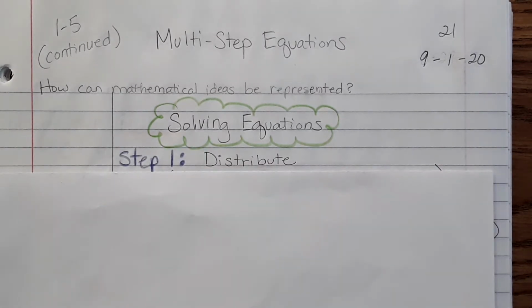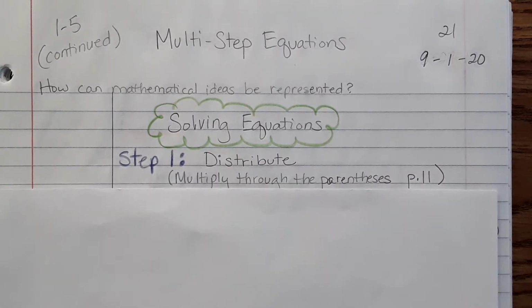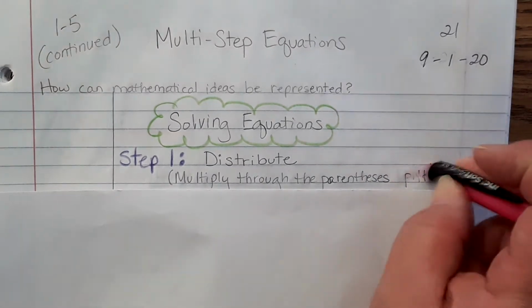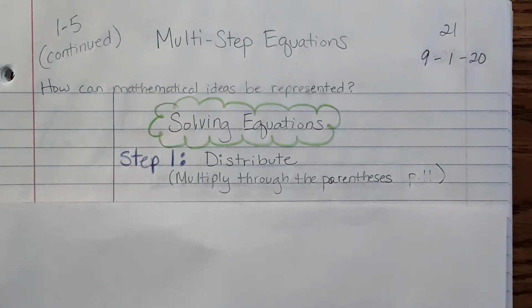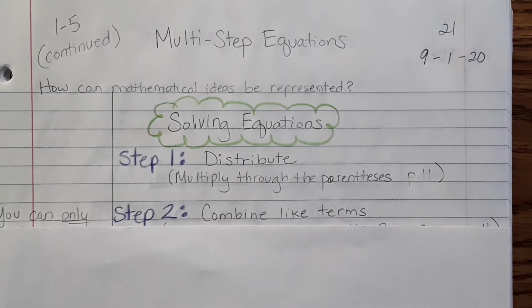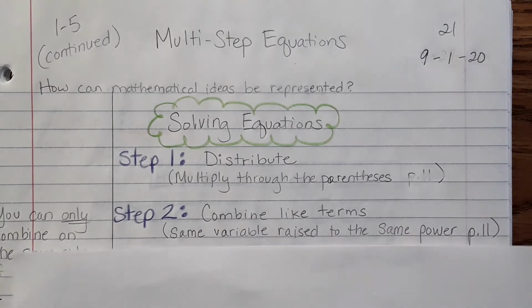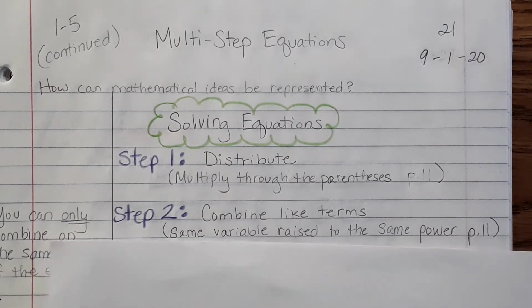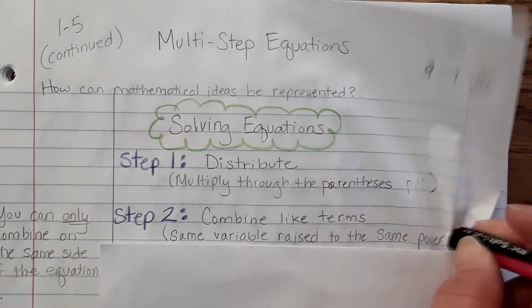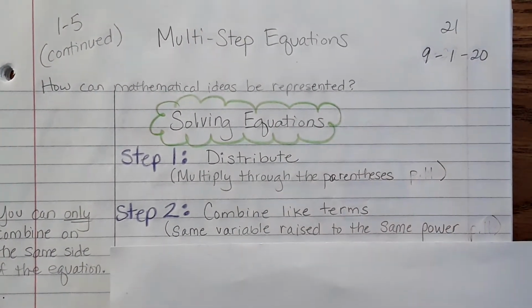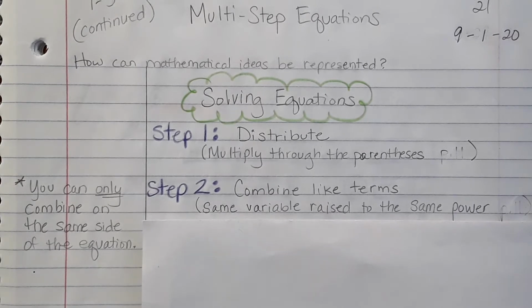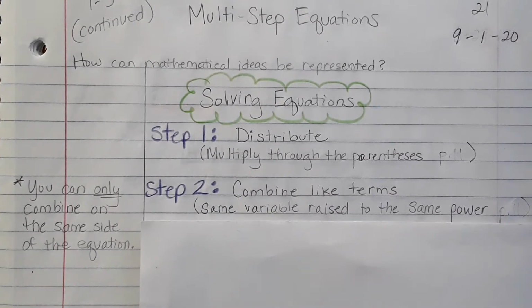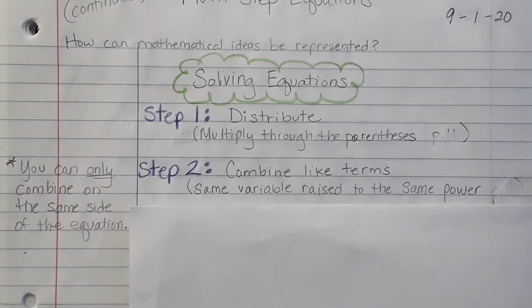So step 1 is to distribute. That means you're going to multiply through the parentheses. Step 2 is to combine like terms, which means the same variable raised to the same power. I want to remind you that you can only combine if it's on the same side of the equation.